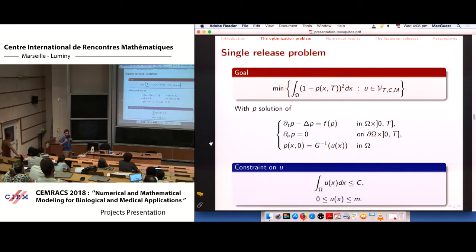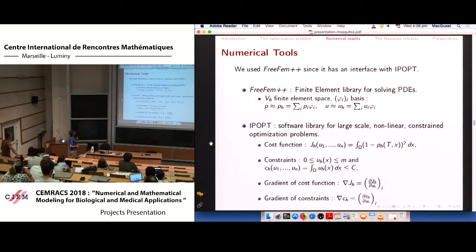So if we want to solve it numerically, we first have to start off with the discretization. For this, we chose to work with finite elements. The main reason was that we wanted to work with FreeFem++, which is a program that does finite elements. The nice thing about it is that it has an interface with IPOpt, which is a program for solving very large, very complicated optimization problems.